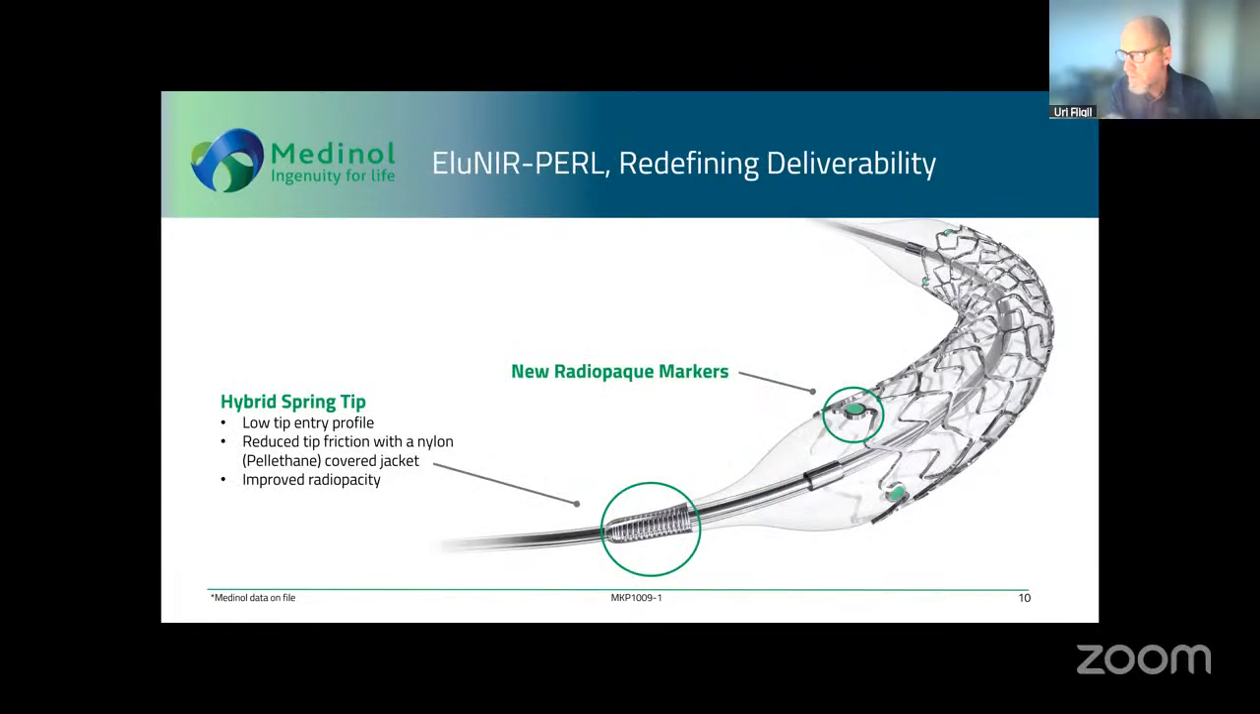So now, concentrating a little bit on the innovation of the Elunier Pearl. We have introduced two innovations with the Elunier Pearl. One is that we have changed the spring metal tip to a hybrid spring metal tip that has a low tip entry profile. We've coated the metal spring tip with a nylon jacket that reduces friction with the vessel wall, and we've changed the metal in order to increase the radiopacity. In addition, we have added RadioPAC markers that I will show now in the following slides.